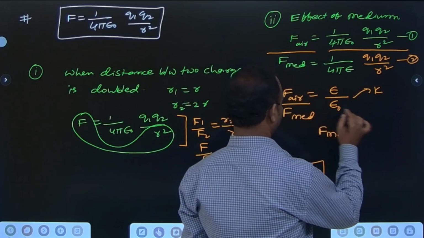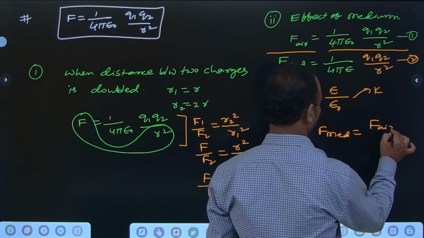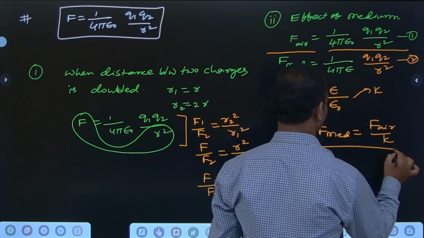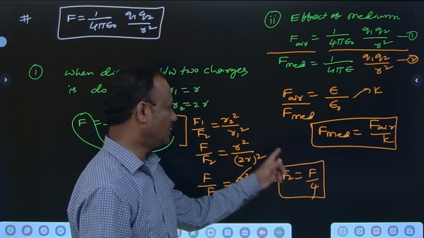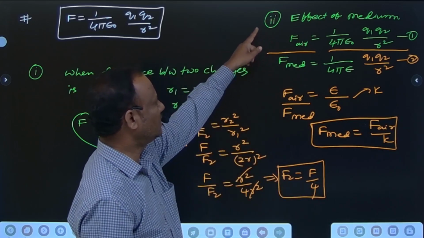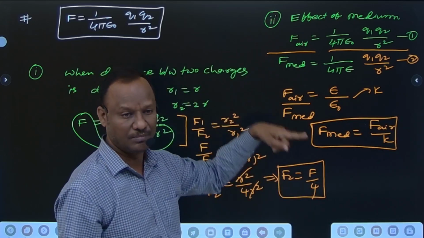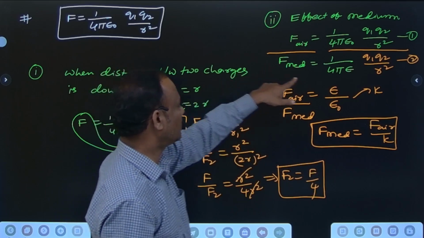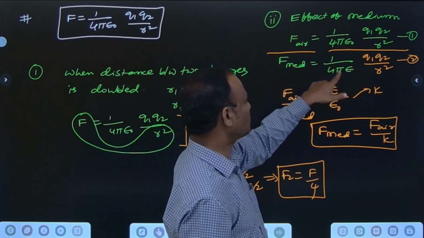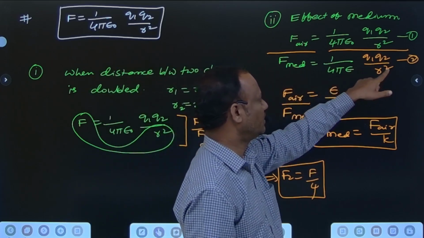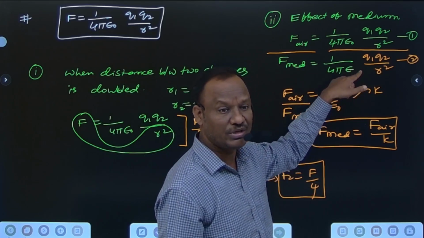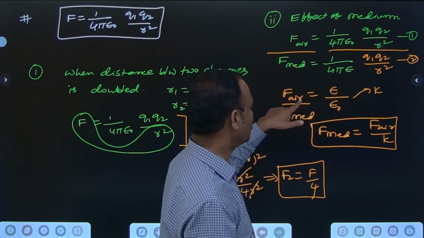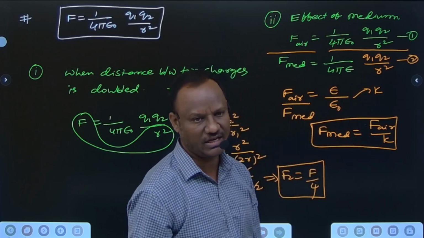F medium is equal to F air by what? It's K, meaning K times decreases. If it is kept in air, that is the first one; the next one is in a medium. So F medium is equal to 1 by 4 pi epsilon, q1 q2 by R square. In place of epsilon, what do we write? K into epsilon naught. It decreases by how many times? K times.